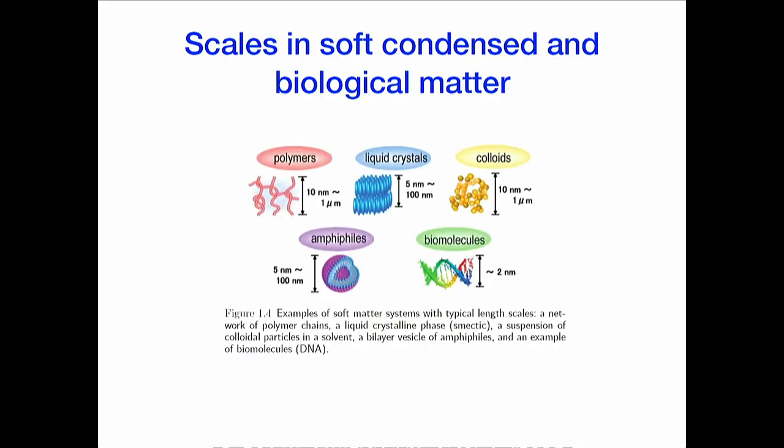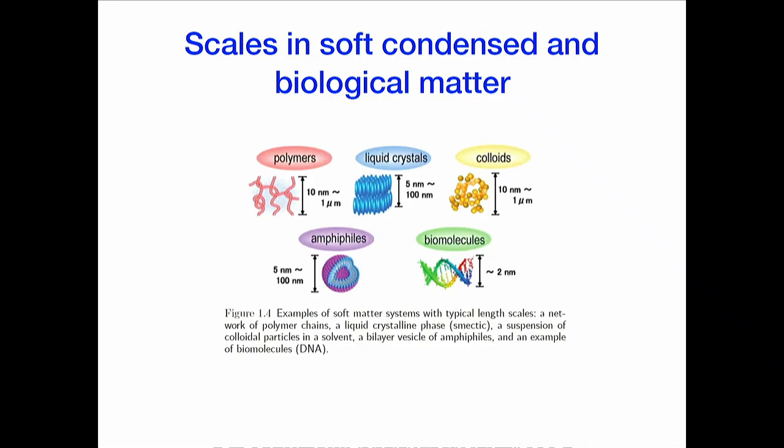Okay. So, what are the scales involved in soft condensed matter? So I will go in review of the various materials that are relevant to this study. So I guess up to now there is no question, right? Okay. So these are examples of materials which I will detail a little bit later. But as you can see, there are polymers, liquid crystals, colloids, amphiphiles, biomolecules. And typically, the scale goes from nanometers to micrometers everywhere.